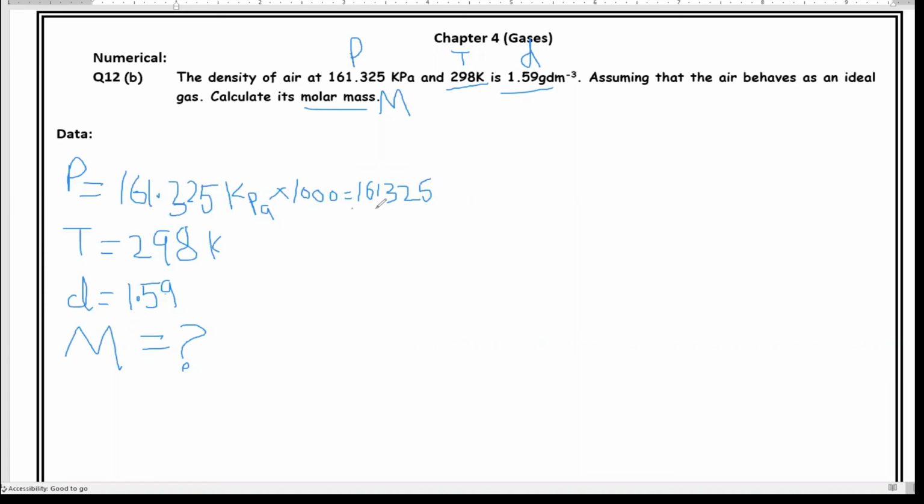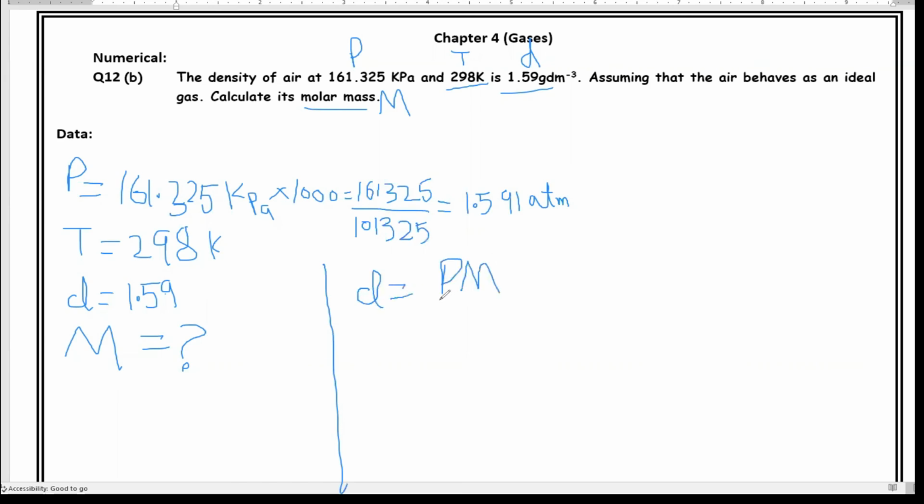So divide this value with 101.325, so that this value is converted into ATM. And after division, your answer comes out to be 1.591 in ATM. This is the value of pressure in ATM. And now apply the formula. We know that the formula to find density of gas is equal to PM by RT.